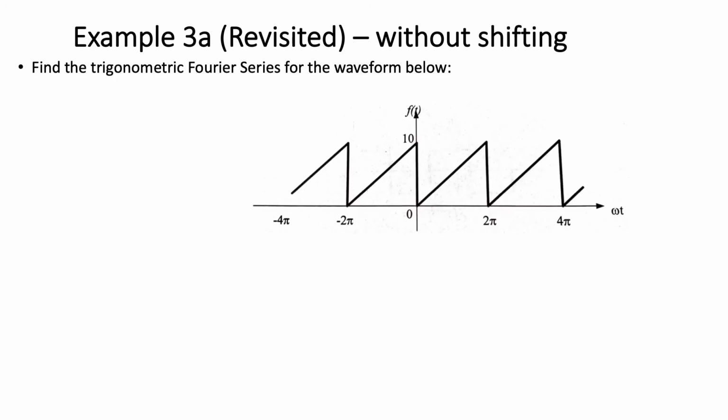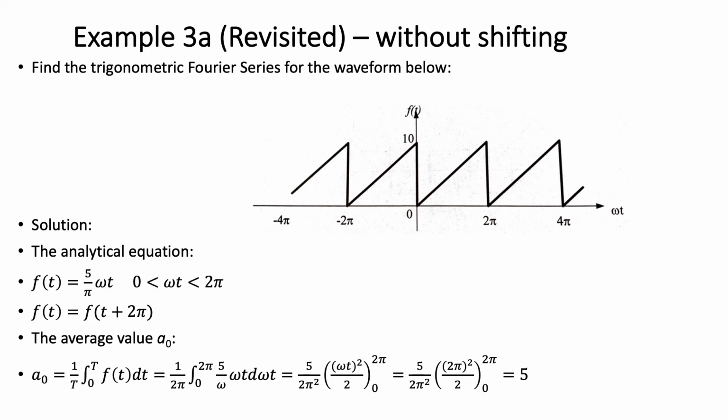Now let us revisit example 3. If we can recall, example 3 is a sawtooth waveform as shown in the figure. The fundamentals for the signal are f(t) equal 5 over pi omega t for omega t from 0 to 2 pi. The periodic equation is f(t) equal f(t) plus 2 pi. We have calculated a_0 and the value is 5.